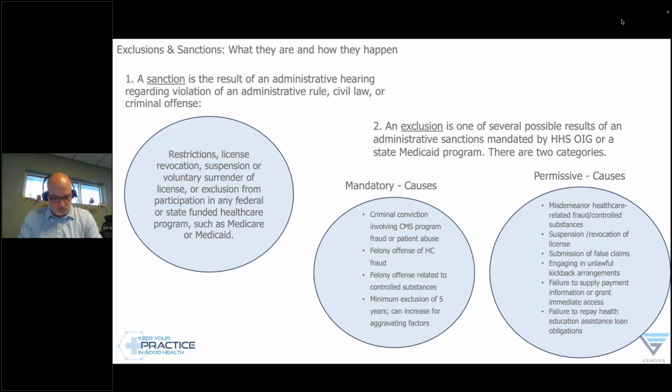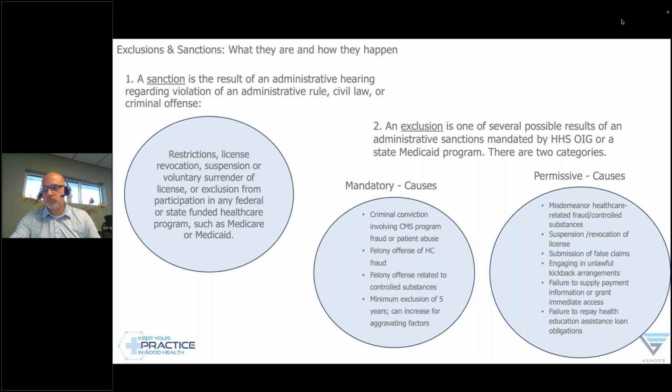Moving on. The next slide is just about exclusion and sanctions. So what they are, how they happen. First thing we do is we just want to define the difference between an exclusion and a sanction. A sanction is a result of an administrative hearing regarding violation of an administrative rule, a civil law, or a criminal offense. And you can further define those into exclusions. There are 2 types of exclusions when it comes to the OIG. You have mandatory and permissive.